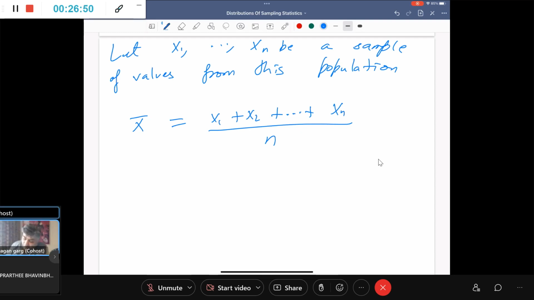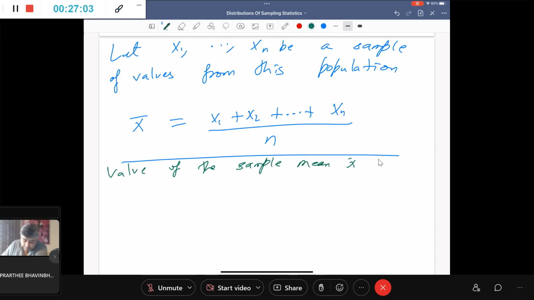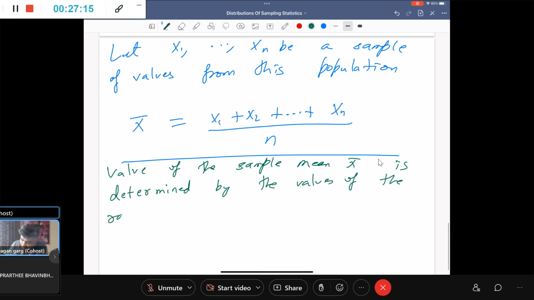So this will change. The point to note here is that the value of the sample mean x bar is determined by the values of the sample. So if you're trying to compute, let's say, the average height of an adult male, then the value will differ depending upon which sample you take. So what we're trying to say is that x bar itself is a random variable.